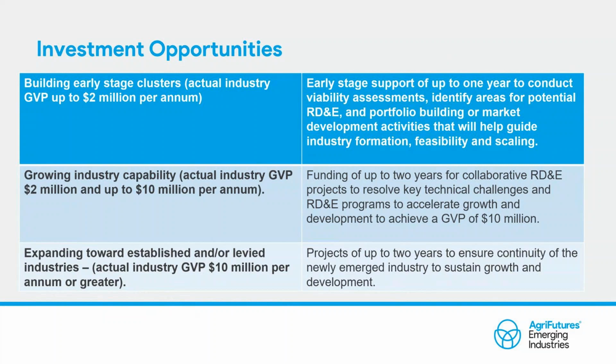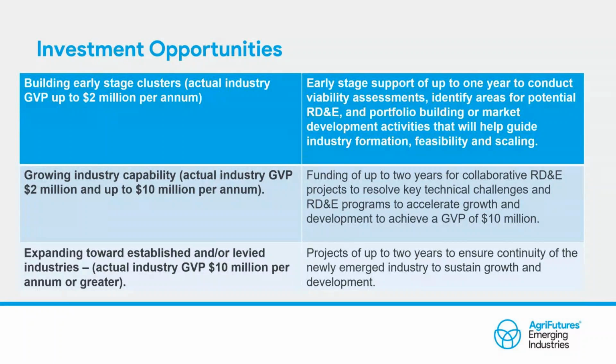The big focus is to try to help industries grow, and that's why we're talking about gross value of production. So what we're looking at is investing in projects that help industries move from, say, 1.5 million to 5 million to 8 million to 10 and beyond. And the longer term aim is to help progress industries into becoming levy-paying industries.